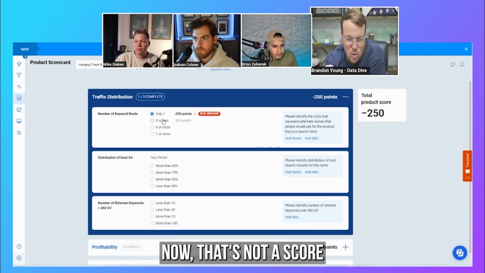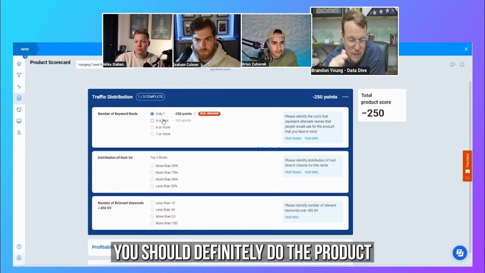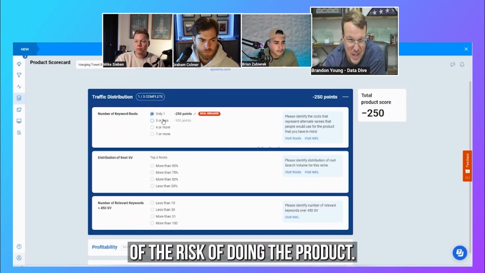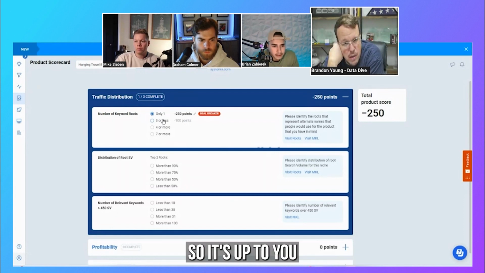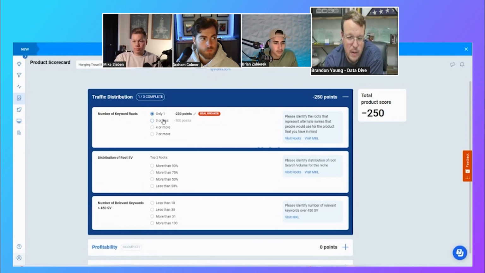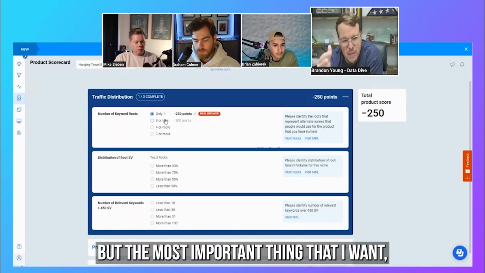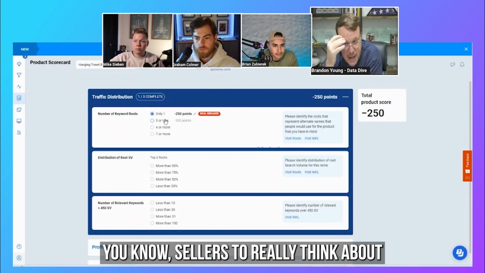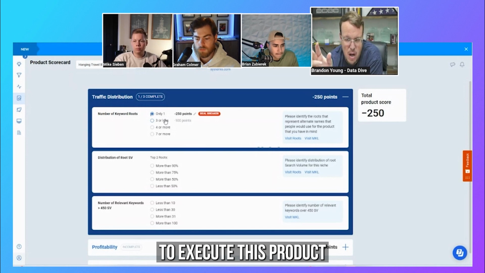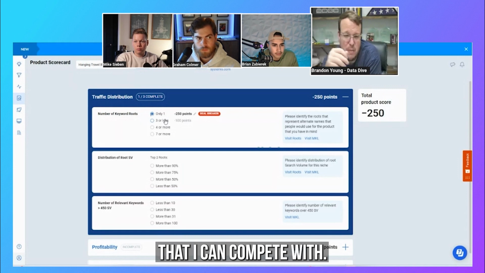Now, that's not a score where every scorecard you do above a certain number, you should definitely do the product. More so, it's just an evaluation of the risk of doing the product. So it's up to you, with your risk profile, what you're willing to invest in a product based on the risk score. But the most important thing that I want sellers to really think about is, do I have a clear path to execute this product with keywords that I can compete with, against competitors that I can compete with?